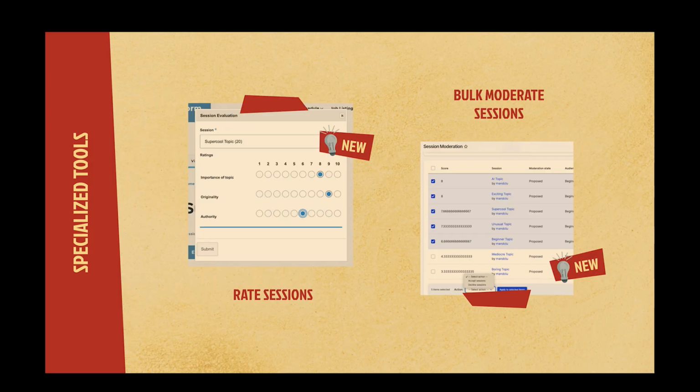One of the new features this year is the ability, directly within the platform, to rate the sessions. This uses a Likert scale, so it's very fast, and you can customize it for the specific criteria that your camp wants to use. Once you have all your sessions rated, you can use a bulk moderation system to very quickly set which ones you want to accept or reject and so on.